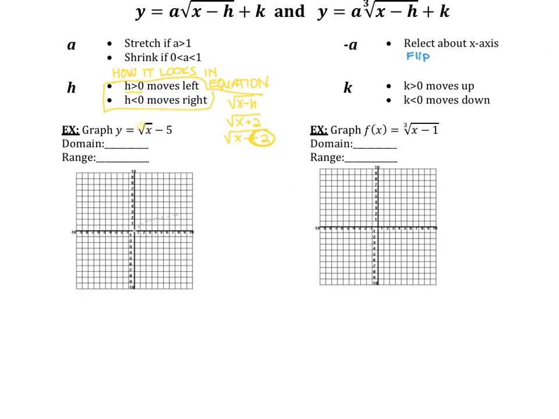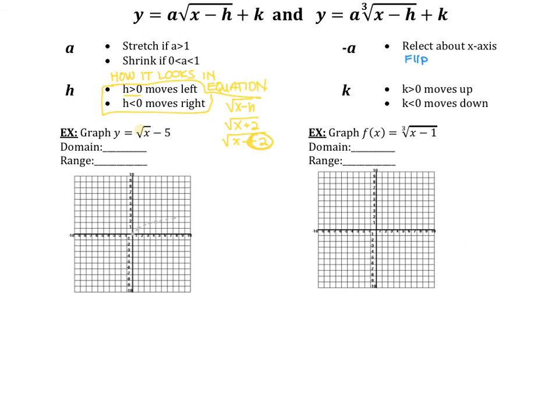So I just have those sketched in there. The next thing I'm going to do, so I know that's my parent function, the next thing I'm going to do is look at what transformation is happening. And what I see is that I have a -5 outside of the square root, which means that this is shifting down 5. So I'm going to take each of my parent function points and shift them down 5.